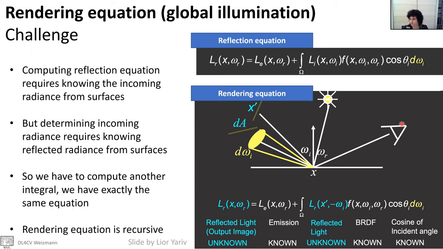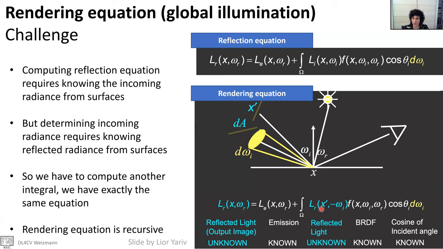So actually, I would like to understand what is the reflection in this direction. In order to do this, I would like to understand what is the incoming energy, for example, in this direction, but not just from light, but from other surfaces that are in the environment. So I would like to know what is the reflected light in the opposite direction that comes from another surface denoted by x tilde. And actually, I don't know it because in order to know it, I need to solve the reflection equation, etc., etc. So I have unknowns on the left-hand side and unknowns on the right-hand side.